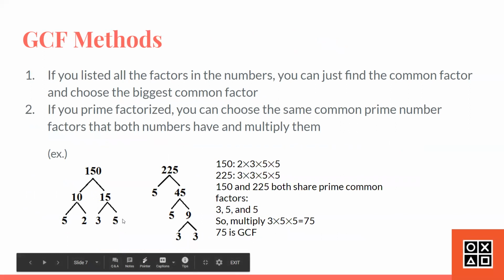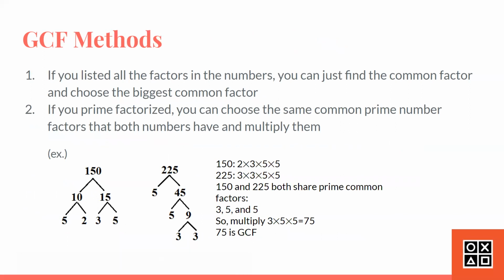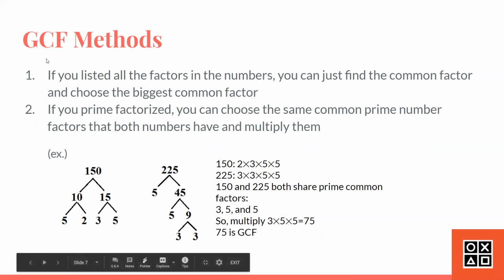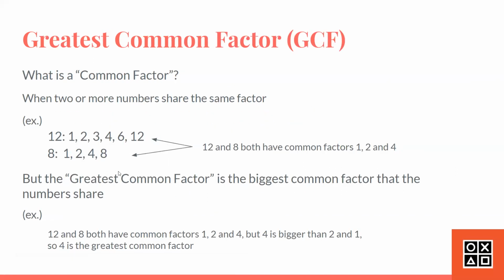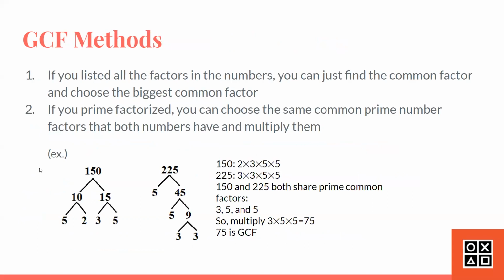Okay, so GCF methods. If you list out all the factors of the numbers, you can find the common factors and choose the biggest one. So that's one option that you can do by listing out all the factors like before. Here, we list out all the factors and see the common factors that coexist in both numbers, or you can prime factorize both of them.